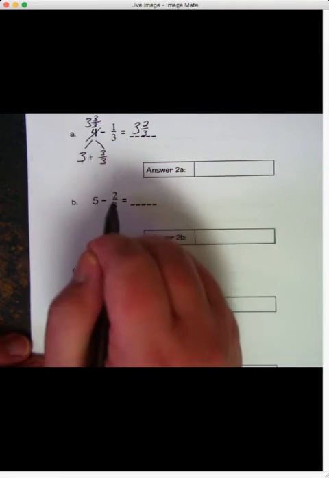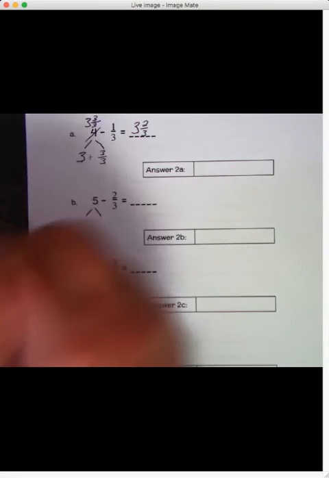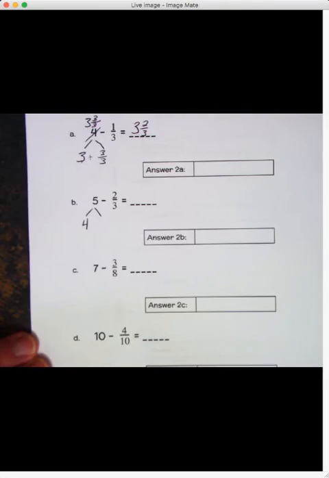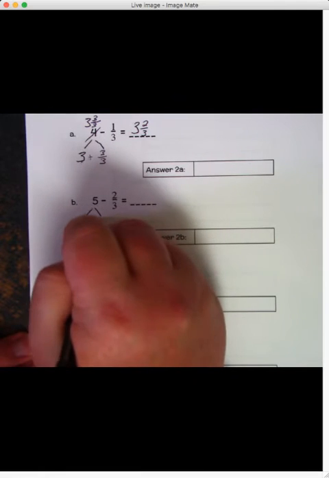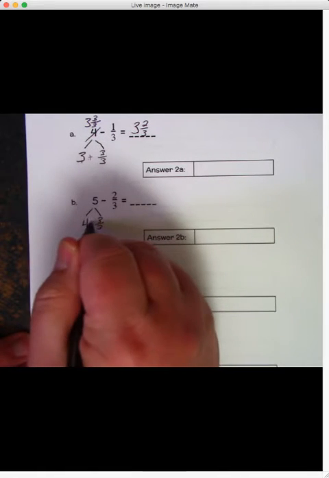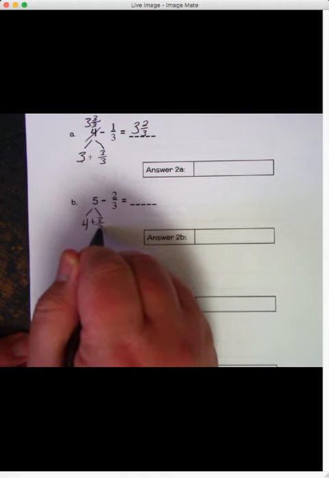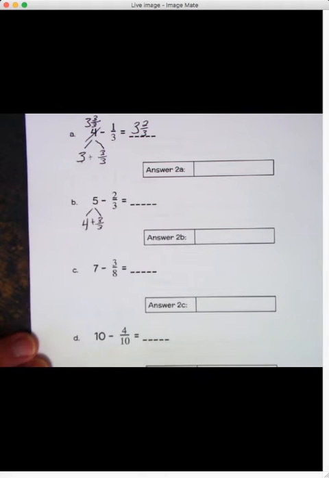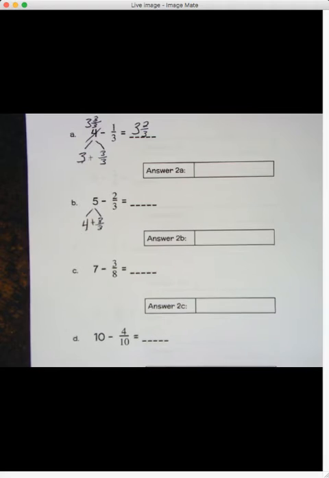All right, 5 minus 2 thirds. So we're going to decompose 5 and make it a 4. And we've got to make thirds. So 3 thirds. So 4 plus 1 more. 3 thirds would be 1, right? That would equal 5. 4 plus 1 would equal 5.